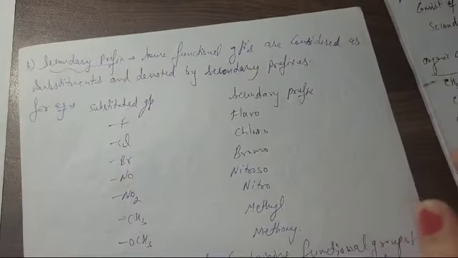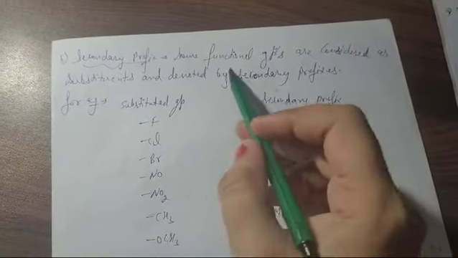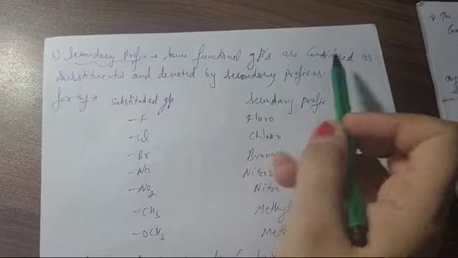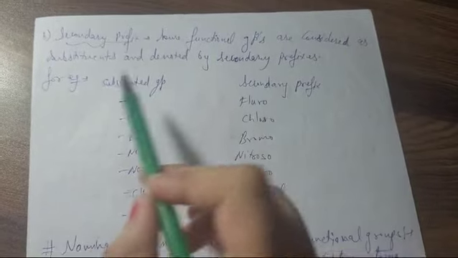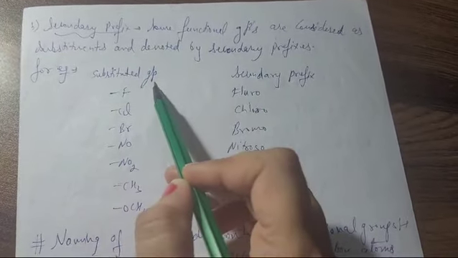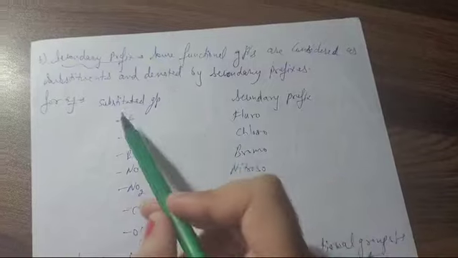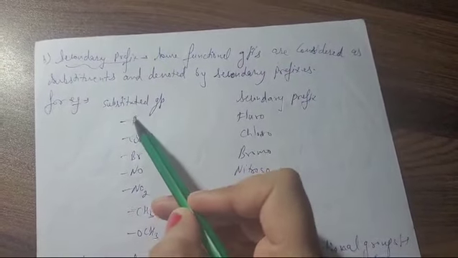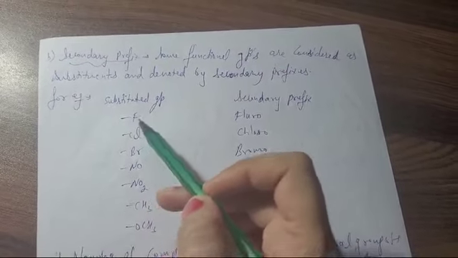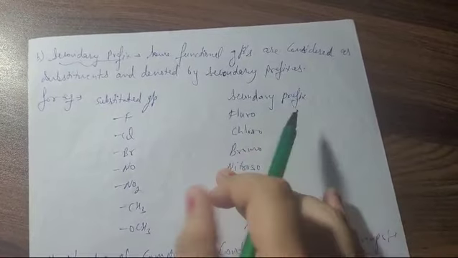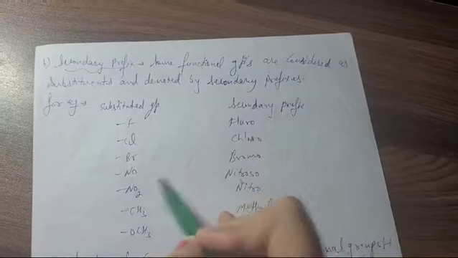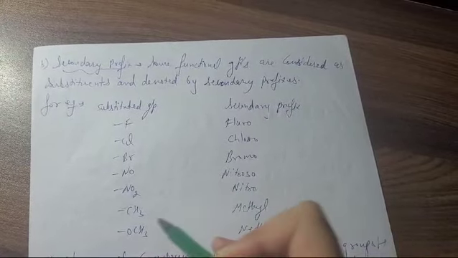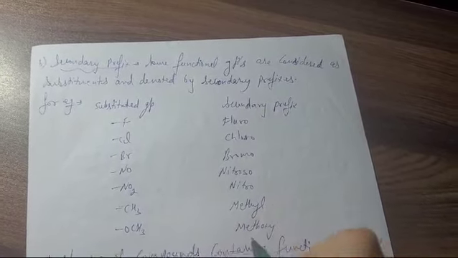Secondary prefix. Some functional groups are considered as substituents and denoted by secondary prefix. For example, substituted group and the secondary prefix. Substituted group is fluorine, and its secondary prefix will be fluoro. For Cl, chloro; Br, bromo; NO, nitroso; NO2, nitro; CH3, methyl; OCH3, methoxy.